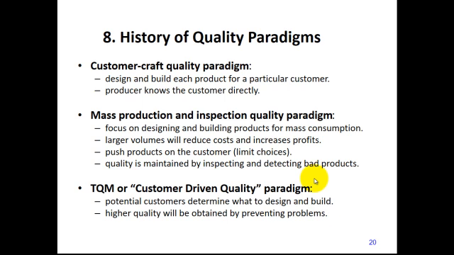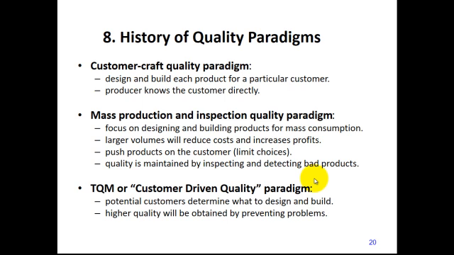Large volume will reduce cost and increase profit. Definitely, if you will produce the same type of products in a huge amount, it will definitely increase the profit. It push targets on the customers. There are very limited choices. In mass production there is a very less variety. That is the reason customers will have a very limited choices. Quality is maintained by inspecting and detecting bad products.